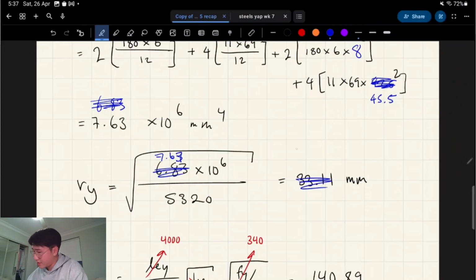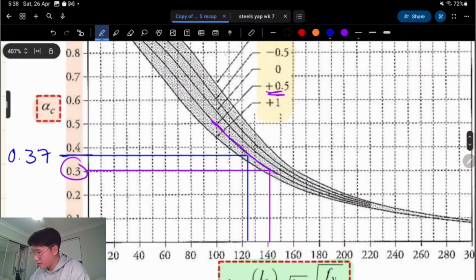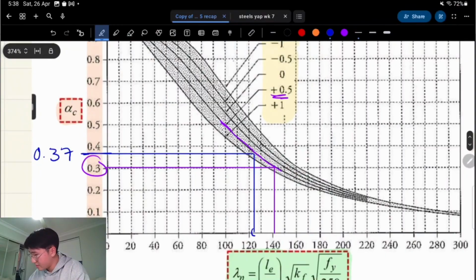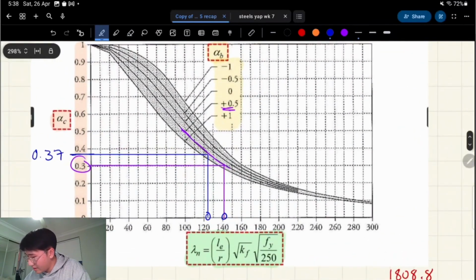And this increases our radius of gyration in the y direction to 37.88. It also will reduce our slenderness ratio, right? Because this becomes 37.88, we'll reduce this to 123.139, like that. So compare the purple line to the blue line, right? It's changed from 140 to 130-ish. Sorry, 123. You bounce up to that same line, you go left.